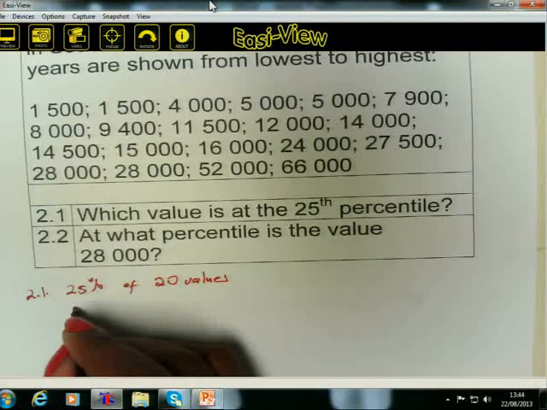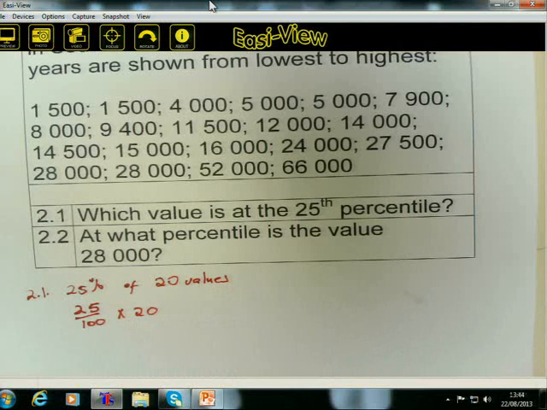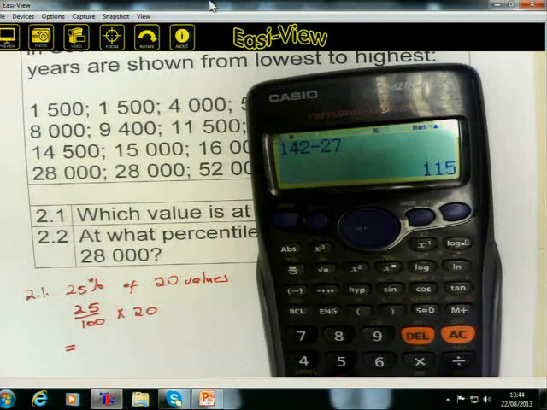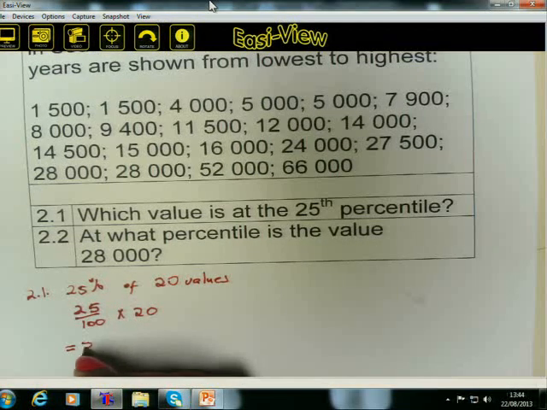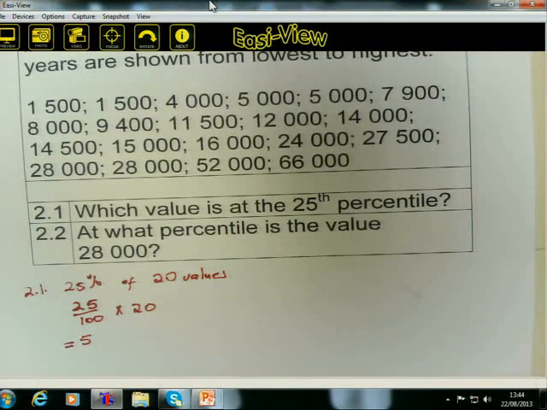Calculating that as 25 over 100 multiplied by 20, we can check that in our calculators: 25 divided by 100 multiplied by 20 will give us 5. The answer here is 5. This 5 gives us the position. It means the value at the 25th percentile is positioned number 5 in the data set. Remembering that our data set is already arranged from lowest to highest.